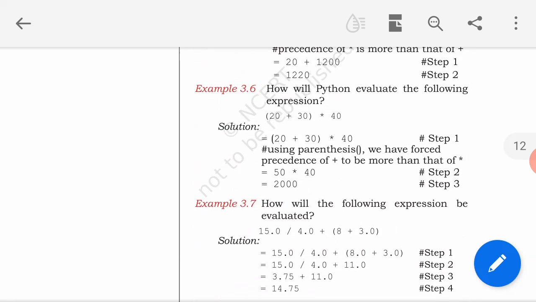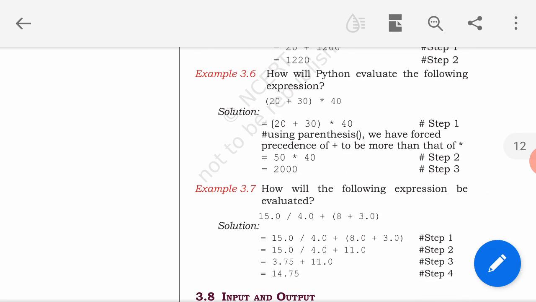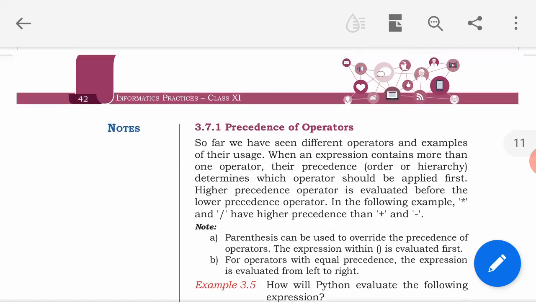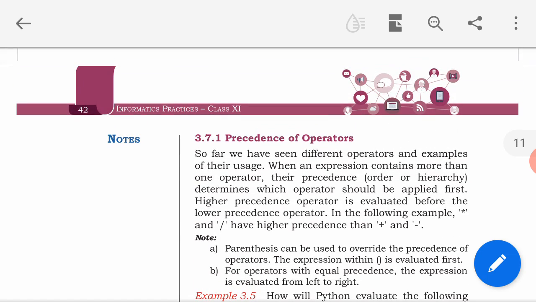So we have discussed logical operators, membership operators, the in and not in operators, and precedence of operators in this session.